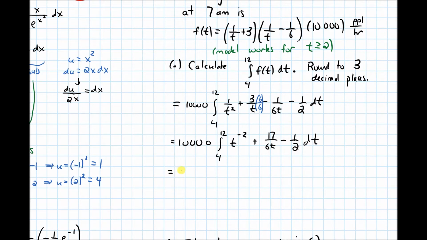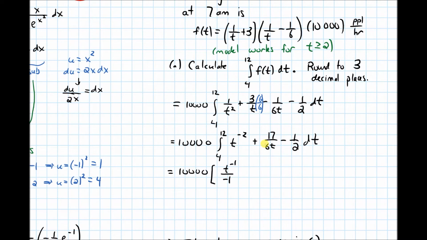So we have 10,000 in front times this, we do reverse power rule. So I add 1 to the exponent, and I get t to the negative 1. And then I divide by that new power. So divide by negative 1.